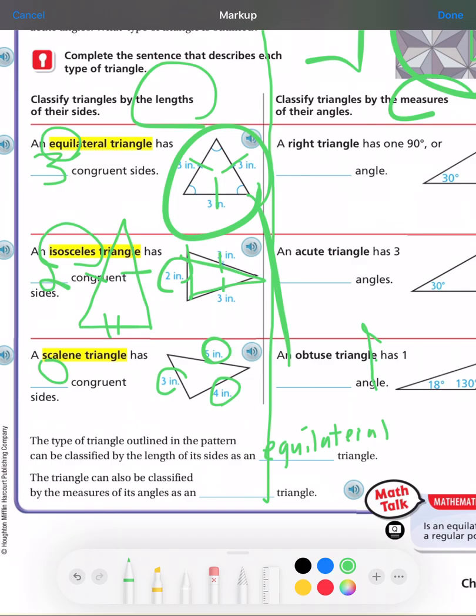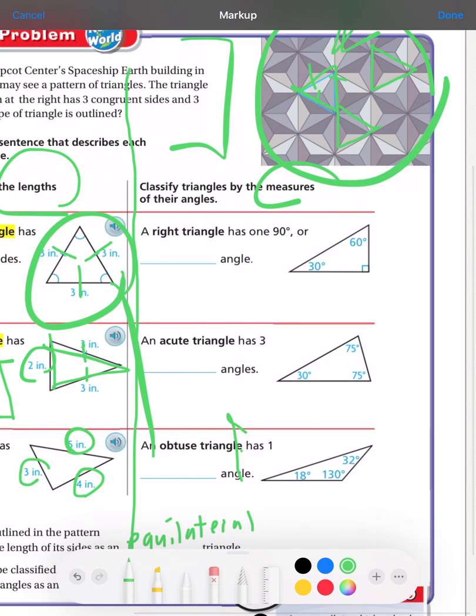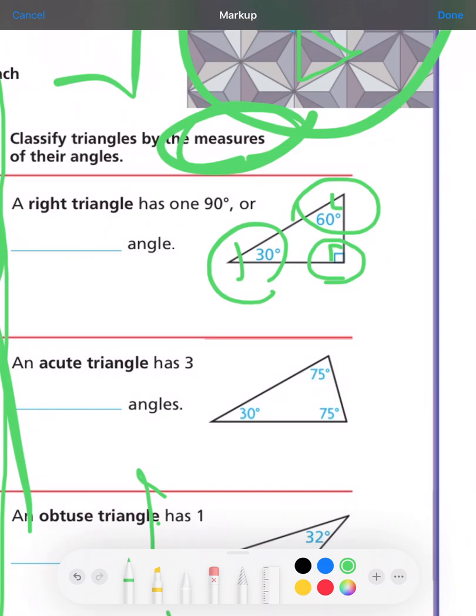Now, the other way of classifying triangles was with the measures of the angles. This one has a 30-degree angle, and this one is 60 degrees. And this one doesn't have any numbers, but this box right here is a big clue as to what kind of angle it is. If it has that box drawn, they're showing you that it is a 90-degree angle.